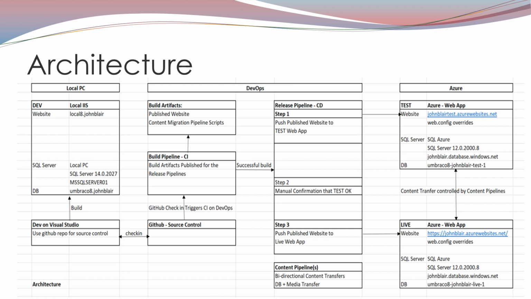DevOps also has pipelines for releasing content between test and live environments. The content is released by copying the SQL Server databases and moving media folders between the environments. The Azure environment itself will host the test web app and the live web app, and also the SQL Server databases that are used in the test and the live environments.